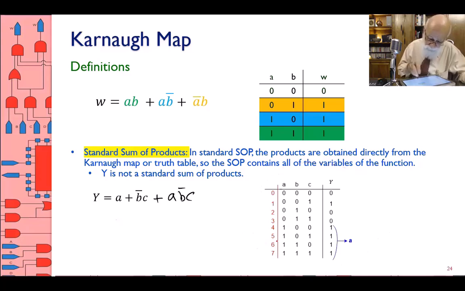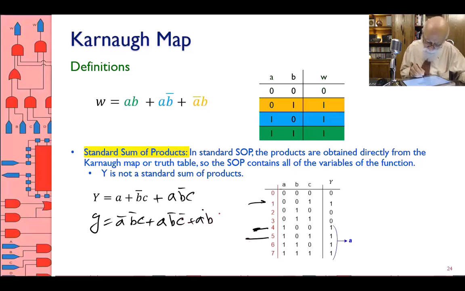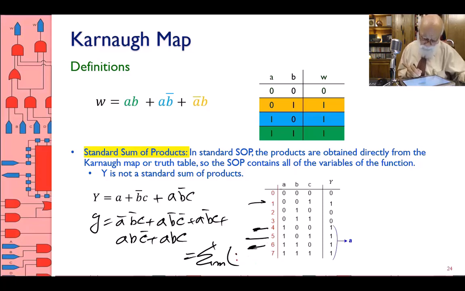Let me do this standard here. Okay? I read row by row. Y is A bar, B bar, C, ORed with A, B bar, C bar, ORed with A, B bar, C, ORed with A, B, C bar, ORed with A, B, C. If you really get tired of writing all of those, why don't you just write the numbers there? How about writing row number 1, 4, 5, 6, 7.